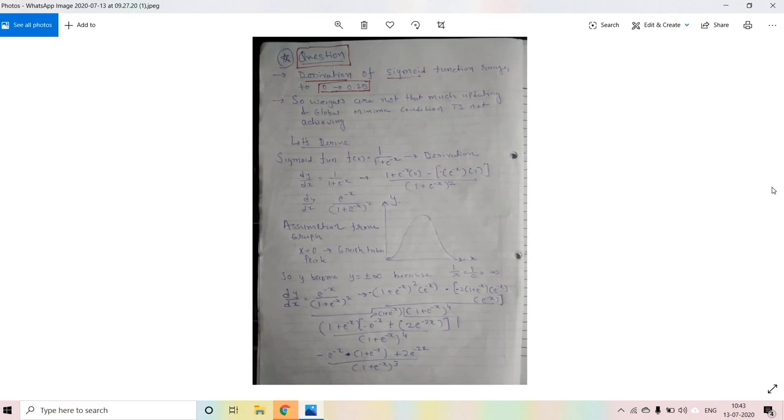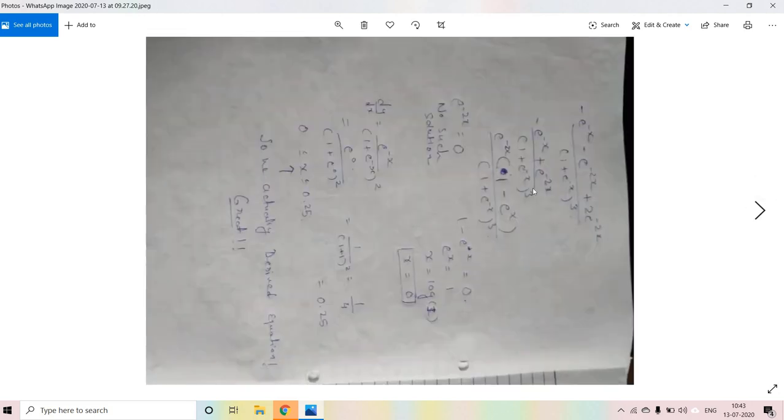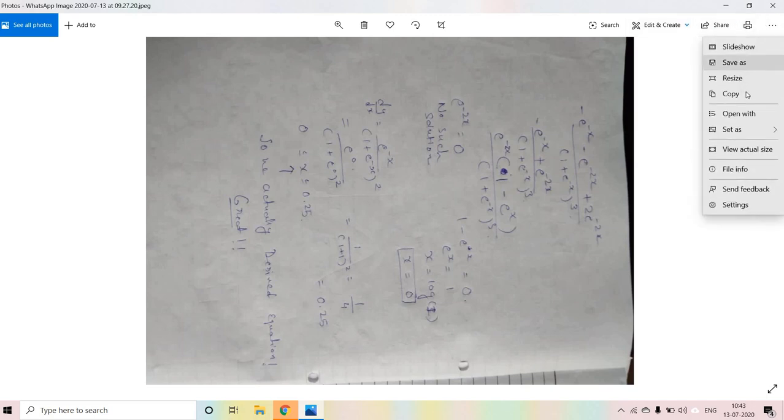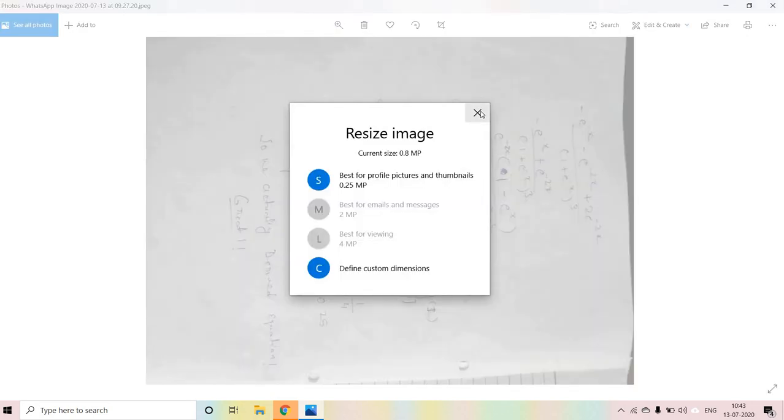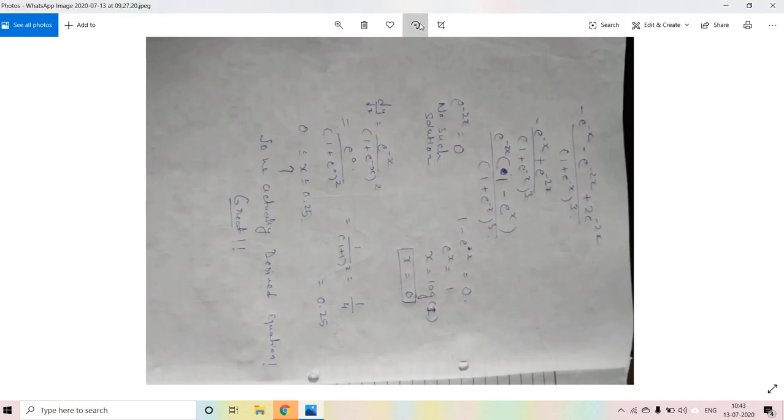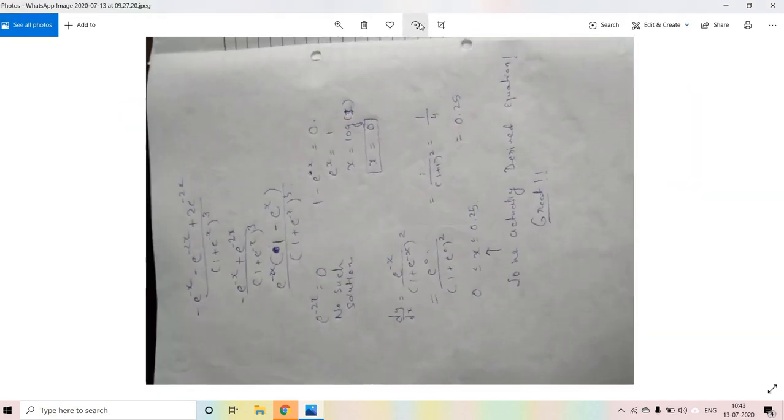So if I show you the next image, okay, I have to rotate it, sorry for that. Resize, maybe resize, sorry for that.